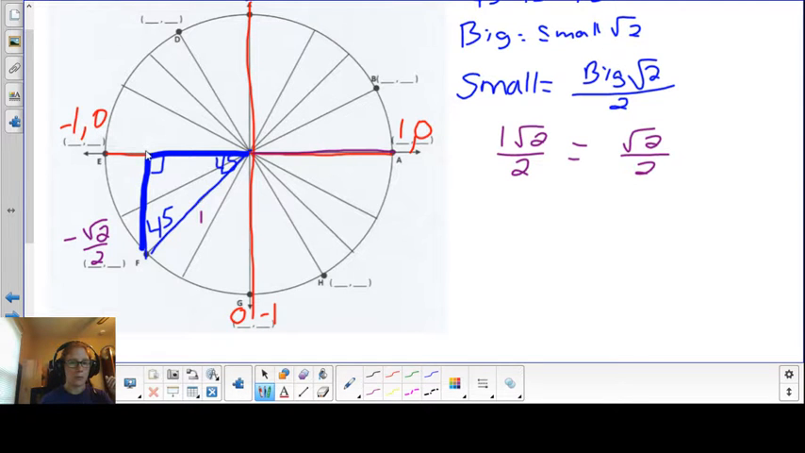Let's talk about the y-coordinate. Am I going up or down? I'm going down. So what happens to my sign if I'm going down? Am I positive or am I negative? Good, we're going to be negative again. So this coordinate point is negative square root of 2 over 2, comma negative square root of 2 over 2.